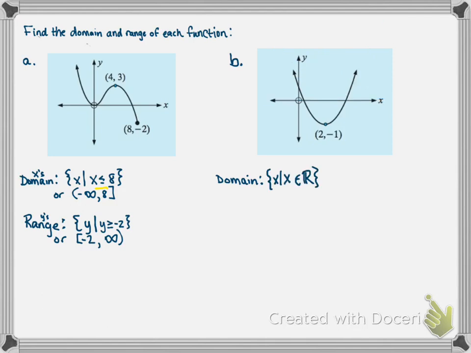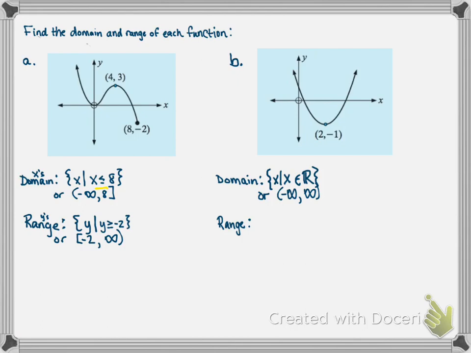So here we could write in set builder notation that the domain is the set of all x's such that x is an element of the real numbers. In interval notation, it's written as -infinity to +infinity, and both ends here have parentheses because they're infinities.